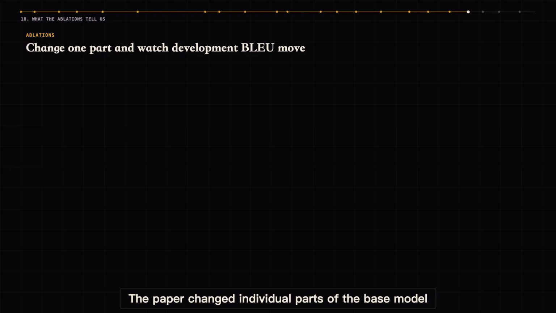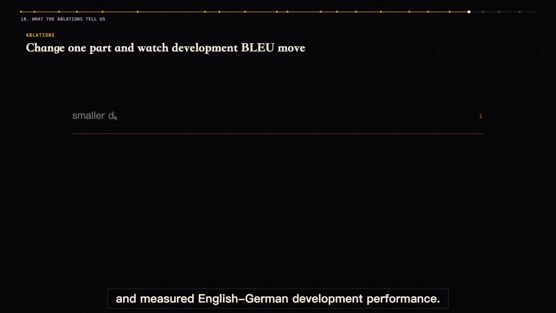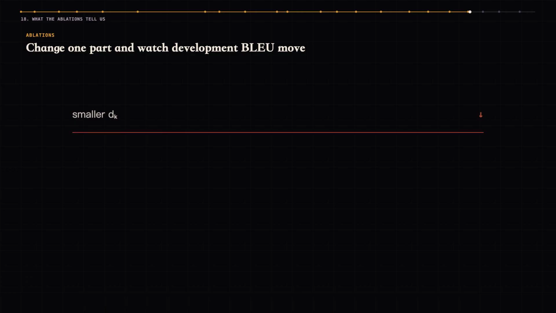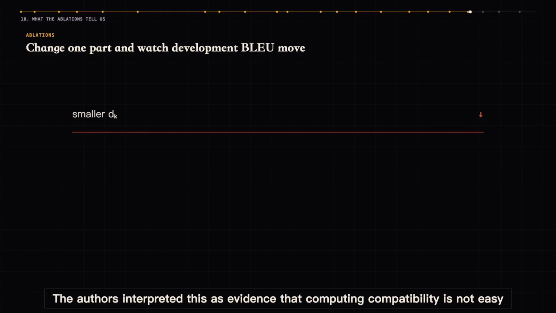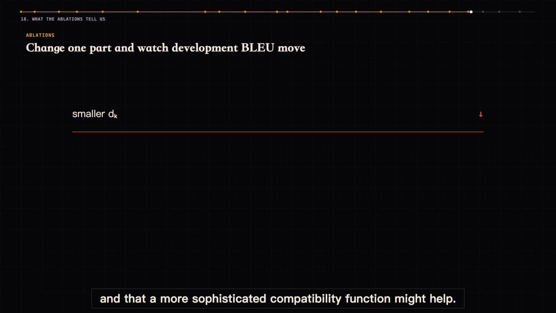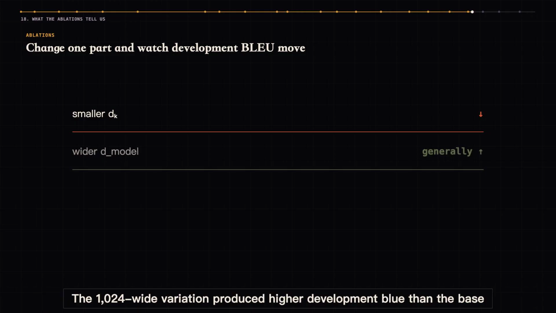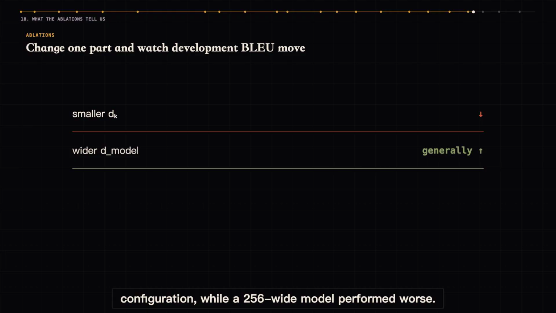The paper changed individual parts of the base model and measured English-German development performance. Reducing the key dimension hurt quality in the reported comparison. The authors interpreted this as evidence that computing compatibility is not easy, and that a more sophisticated compatibility function might help. Increasing model width generally improved performance in the reported comparison. The 1024 wide variation produced higher development BLEU than the base configuration, while a 256 wide model performed worse.